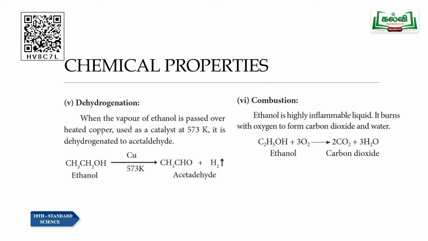The next reaction is what we call combustion. Combustion means burning. A substance burns in oxygen. We call it a combustion reaction. As we said in the properties of ethanol, it is a highly inflammable liquid. It is volatile and it is also highly inflammable. When it burns in air, it combines with the oxygen to give carbon dioxide and water. So, combustion of ethanol or the burning of ethanol gives carbon dioxide and water.